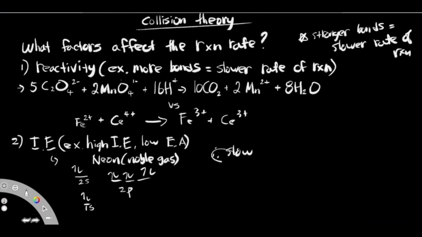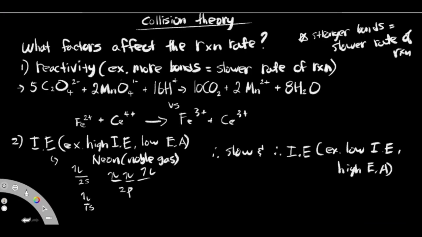So then obviously, therefore, it's going to be the opposite for an ionization energy if it has a low ionization energy and a high electron affinity. So this is going to be the opposite, right? So therefore this will be a fast rate of reaction.